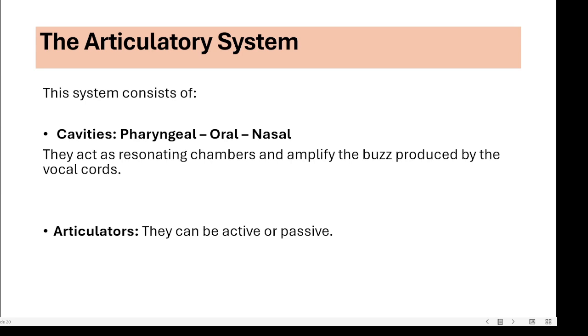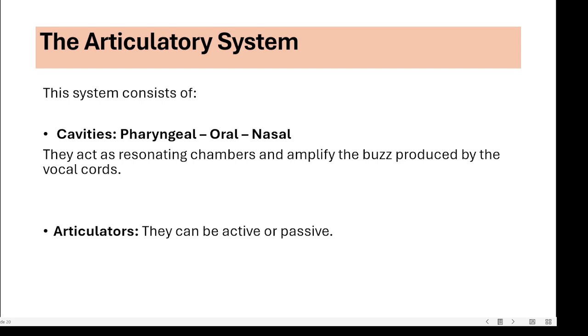Going back to the cavities, let's explain in a simple way what each of them are. The pharyngeal cavity makes reference to the throat. It extends from the larynx to the mouth and nose. The oral cavity is the mouth itself, and its shape may vary greatly from a speaker to another speaker. And the nasal cavity includes the nose and also the hollow space behind the nose.